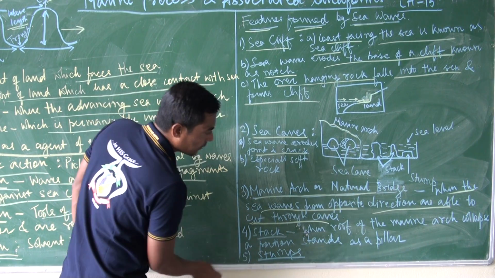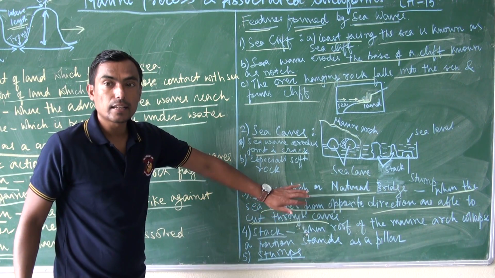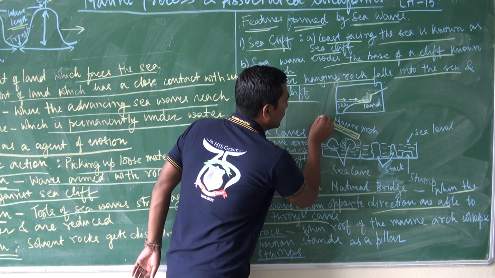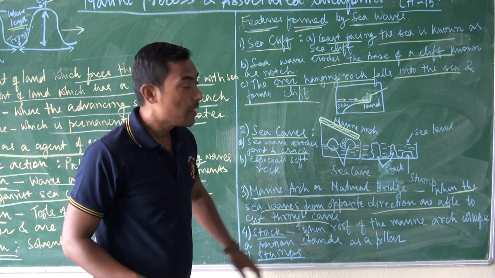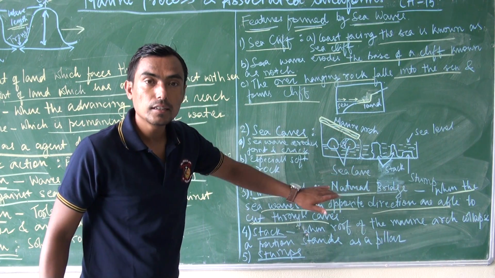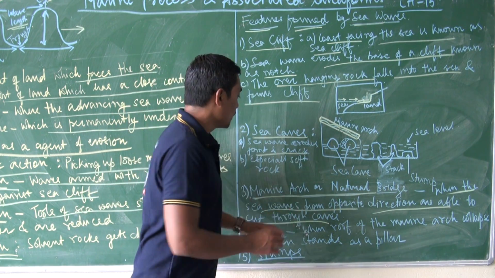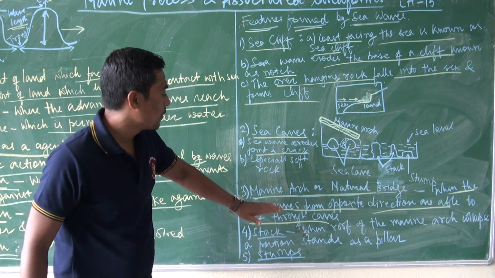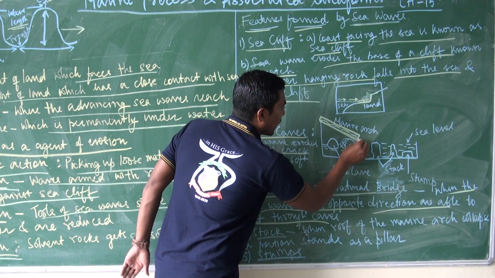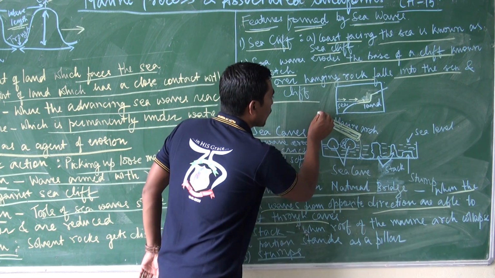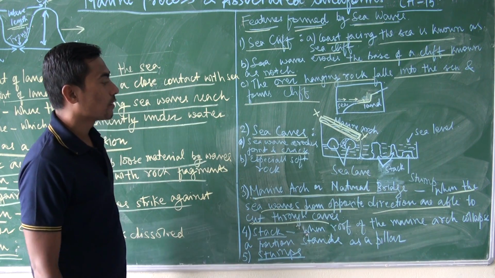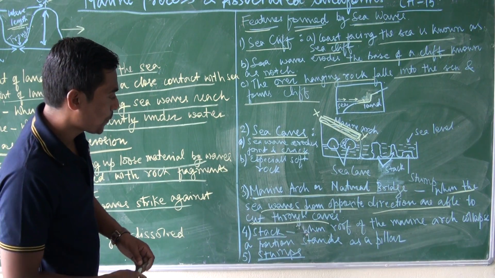This marine arch or natural bridge comes into existence when the upper part of the land is made up of hard rock. Because if it is a soft rock, then even that will get further eroded, resulting in not forming a marine arch or natural bridge. And this hard rock acts as a bridge to connect from point X to point Y. Therefore, it is referred to as a natural bridge.